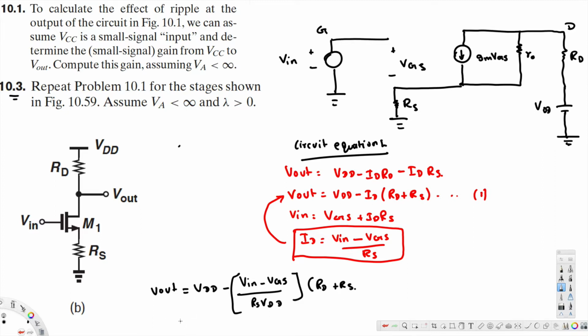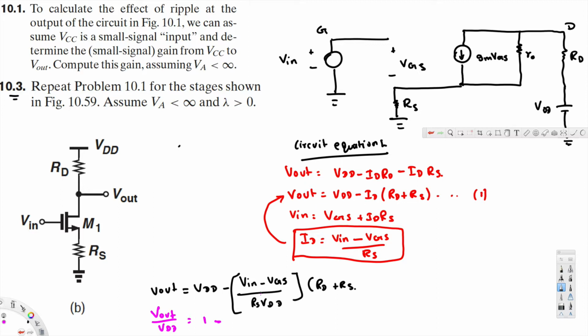Therefore, if we write this in terms of Vout over VDD, we have to divide everything by VDD. If you do that, this is going to be Vout over VDD, and this will become 1. Previously it was RS alone. I forgot to put this VDD after this. Okay, let's continue. Vin minus VGS over RS times VDD, and all of it multiplied by RD plus RS. Now this is it. This is Vout over VDD, that's what they asked for: 1 minus Vin minus VGS over RS VDD, times RD plus RS.